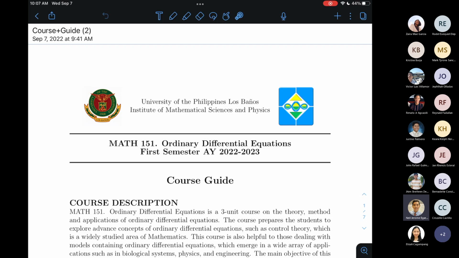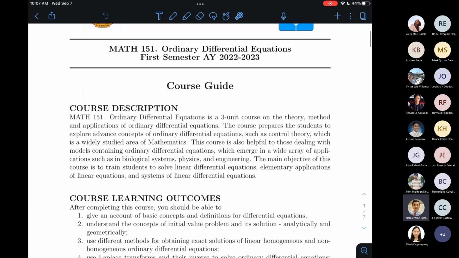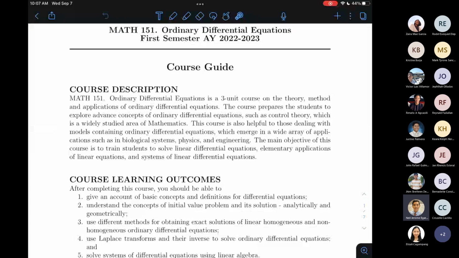So I hope you guys have a copy of the course guide. Medyo inedit ko lang siya a few minutes ago kasi pinromote ko yung sarili ko. So inedit ko yung rank ko sa dulo. Kinopy-paste ko kasi nakalimutan kong baguhin.